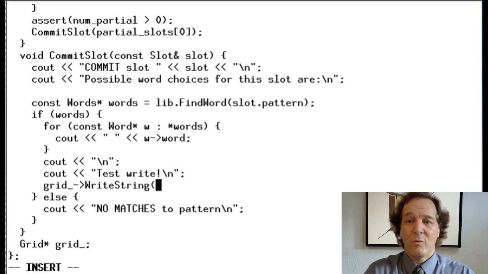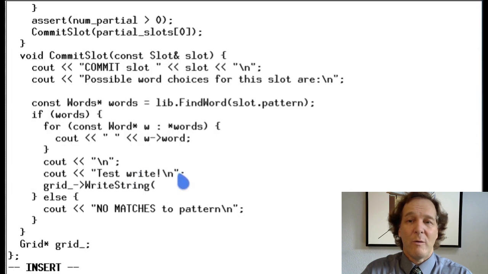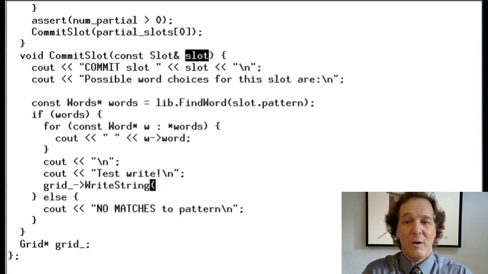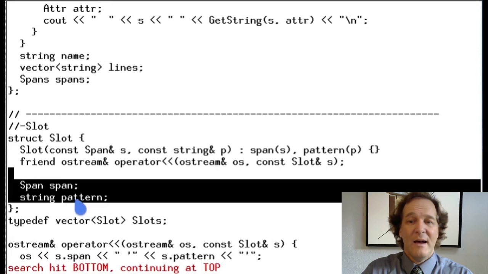What do we have to do? We have to write it to a particular span, and the span, remember we are going over these slots. If you don't remember this, please look at the previous lecture, but what we're doing is we decided to commit this slot. Out of all the partial slots we found up here, we've picked one, it's just the first one, and we're committing that slot. So this slot, if we go back and look at what that slot has, it has two things. It has a span where it is, and it has the pattern that we're writing, okay?